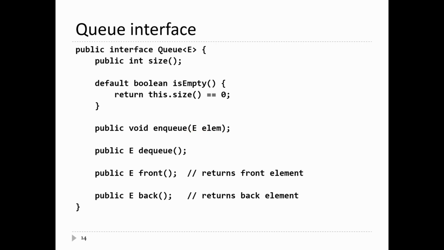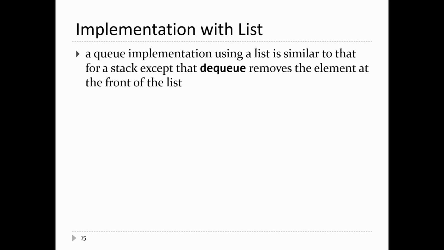Enqueue takes an element, adds it to the queue, and dequeue removes the first element from the queue, returning the element back to the caller. Okay, so implementing a queue with a list is dead easy. It's exactly the same as a stack, except dequeue removes the element at the front of the list.